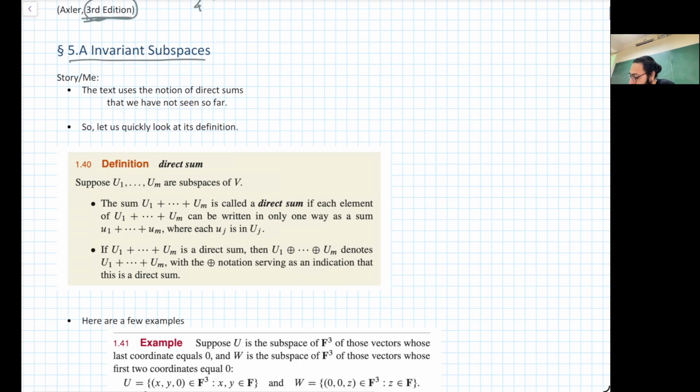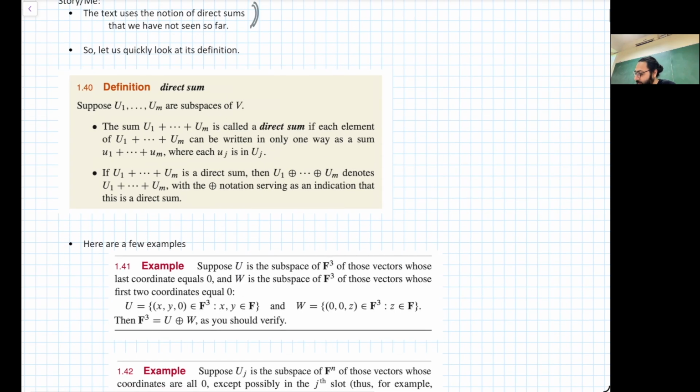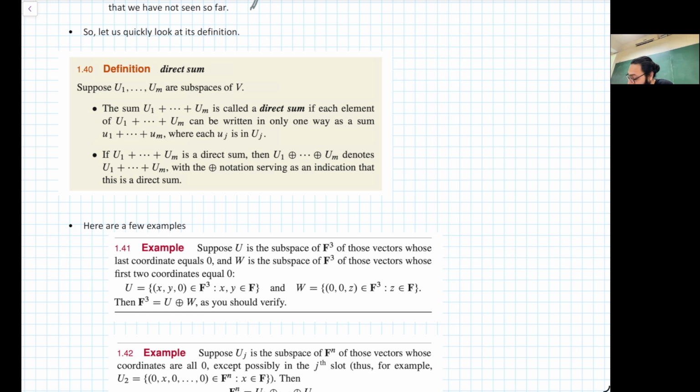We're going to start with invariant subspaces. So the text is going to use the notation of direct sums. And this we sort of saw very briefly when we were doing Hoffman and Kunze. So let me just quickly give you the definition. So a direct sum is basically as follows. Suppose U1 to UM are subspaces of some vector space.